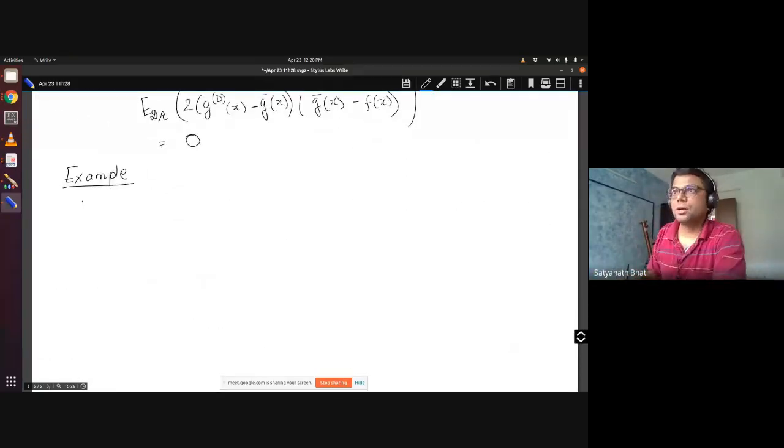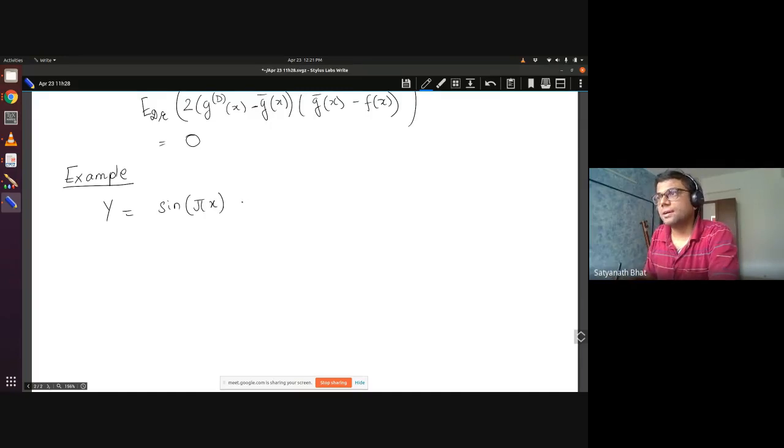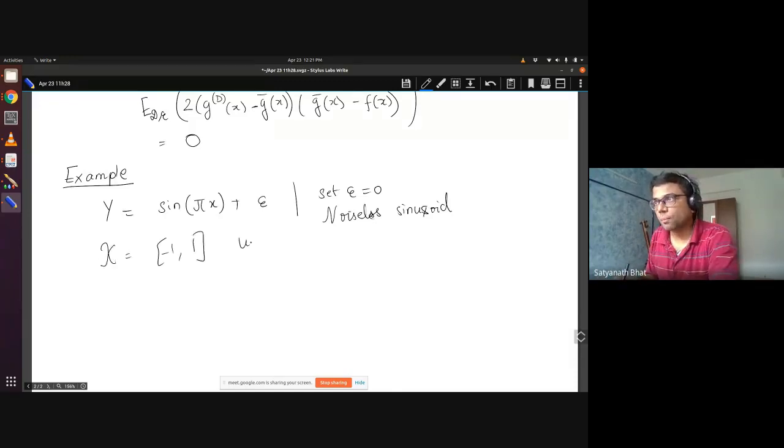So now let us fix y equal to sine of pi x plus epsilon, and set epsilon equal to 0. So this is called a noiseless sinusoid. And x itself takes values from -1 to 1, uniform. My data set is 2 points drawn from this, so the cardinality of my data set is 2.